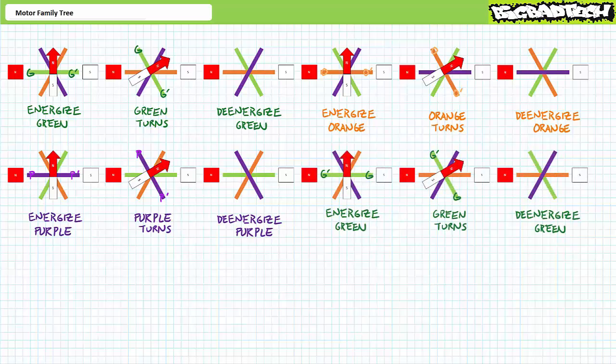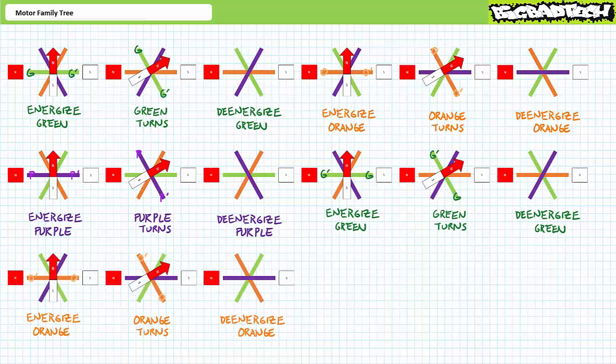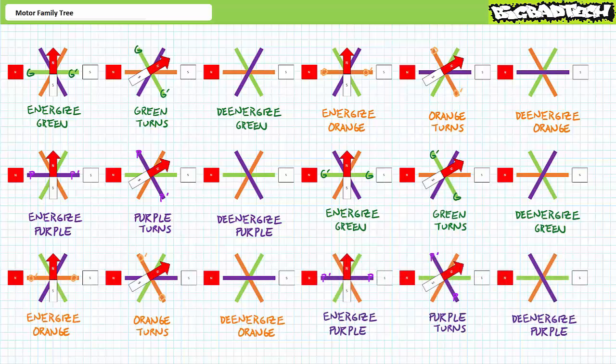The rest of the cycle just repeats itself. Energize G prime to G, turn, de-energize. Energize O prime to O, turn, de-energize. Energize P prime to P, turn, de-energize, to go right back where we started, having accomplished a 360-degree turn. The process again repeats itself in a continuous cycle.